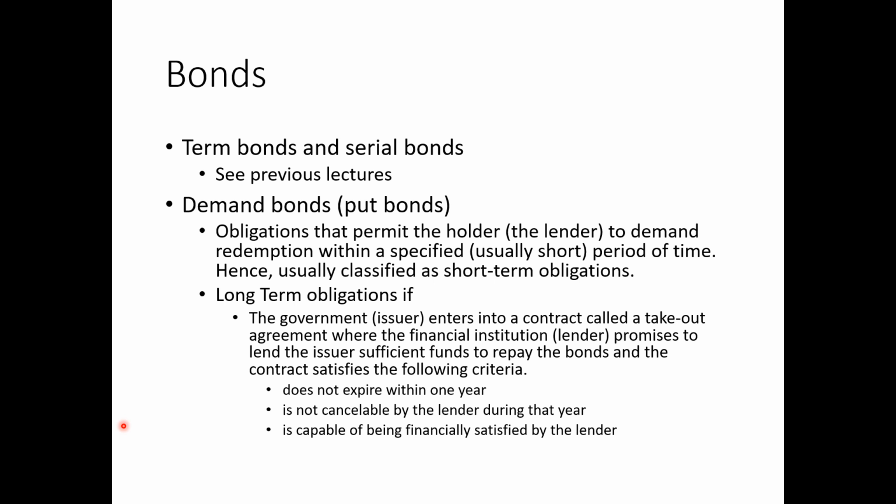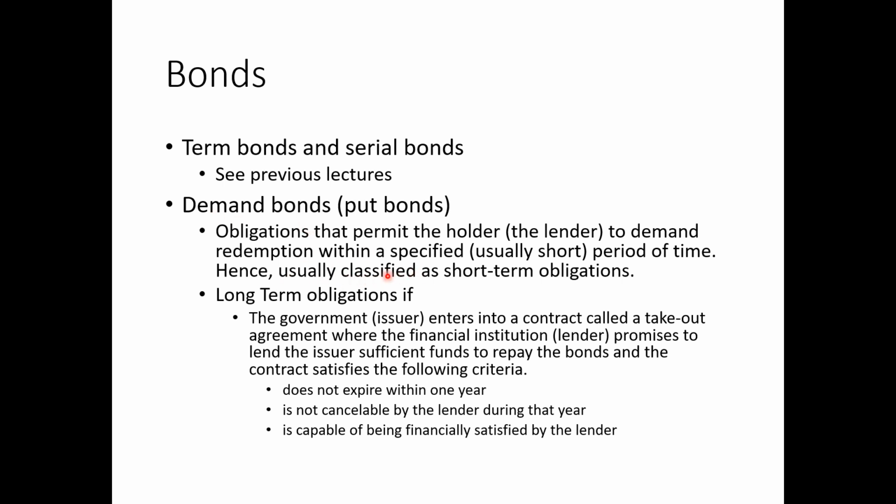Bonds. So we may have term bonds or zero bonds. We discussed the difference in previous lectures. And we also have demand bonds, also known as put bonds. An obligation that permits a holder, right, which is the lender, to demand redemption within a specified period of time.